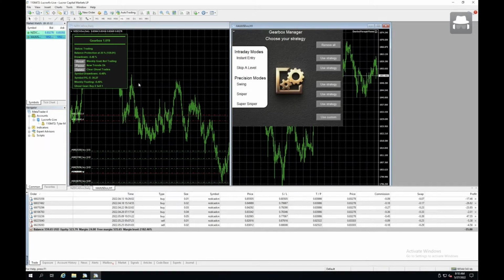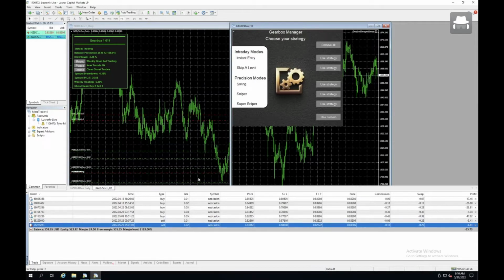Looking at CloudTrader 1, GBP CHF, we are in floating profit 1.39%. 6.48% in floating drawdown on NZD CAD. We are in some great swing trades on NZD CAD. We can see that they are finally starting to swing. And then we also have some hedges now open to play it back down.